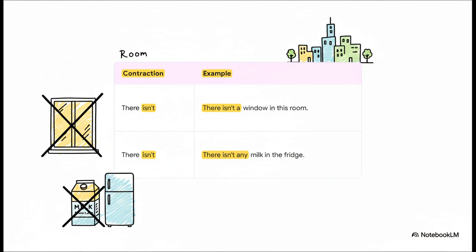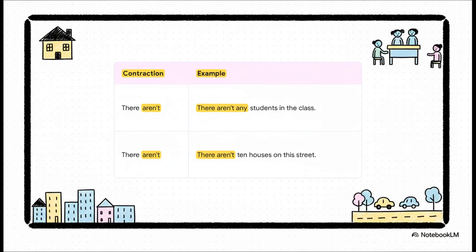See? Easy. And you guessed it, the exact same logic works for plurals. There are turns into there are not, which we squish down to there aren't, as in there aren't any students in the class. Oh, and notice how we often use the word any in these negative sentences? That's a really common pattern.